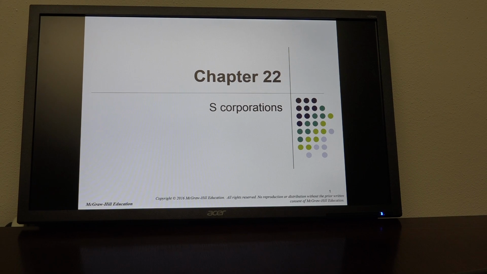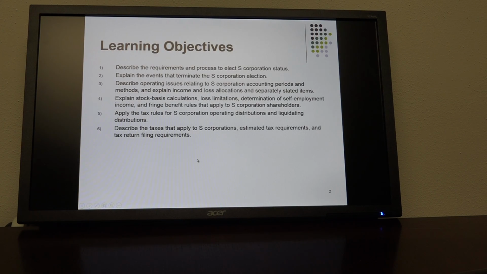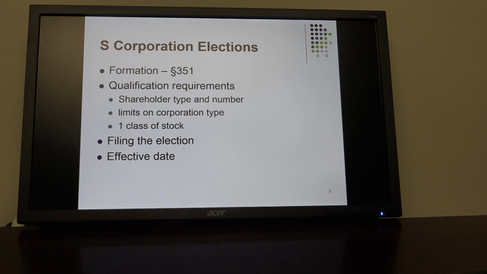Okay, so Chapter 22, S corporations. If you recall, this is an option in forming. You can choose to be an S corp instead of a C corp. You have to meet certain requirements, and you must affirmatively file the proper forms in order to be an S corp. And once you are, for the most part, you're taxed as a partnership, but it's not exactly the same. There's some important differences. So anyway, let's talk about how you become an S corp.